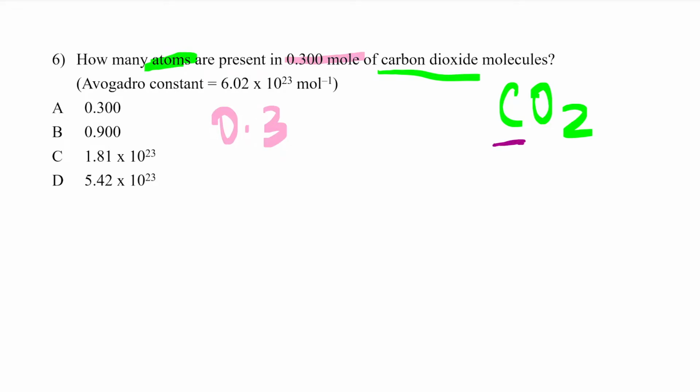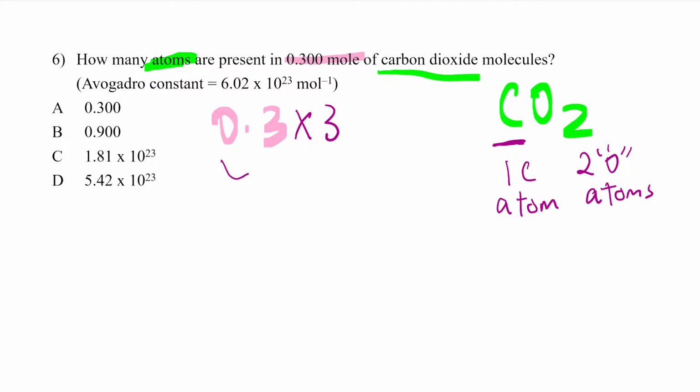Here I have one carbon atom. And what does this O2 mean? It basically means that there are two oxygen atoms. So I have one carbon atom, and I have two oxygen atoms. So in total, I have three. So in other words, this is going to be times by 3. And then afterwards, obviously, because this is just the number of moles of carbon atoms. Remember, this was how you can find a number of moles of carbon atoms.